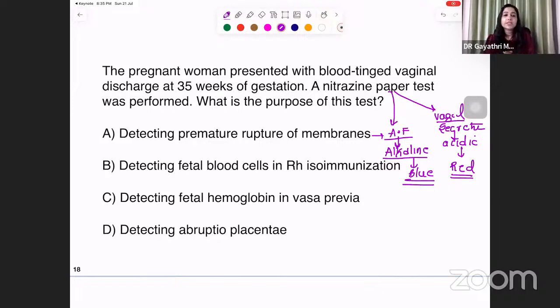What about the other test? The test that helps to detect Rh isoimmunization. What's the test that we do to detect fetal blood cells in Rh isoimmunization?